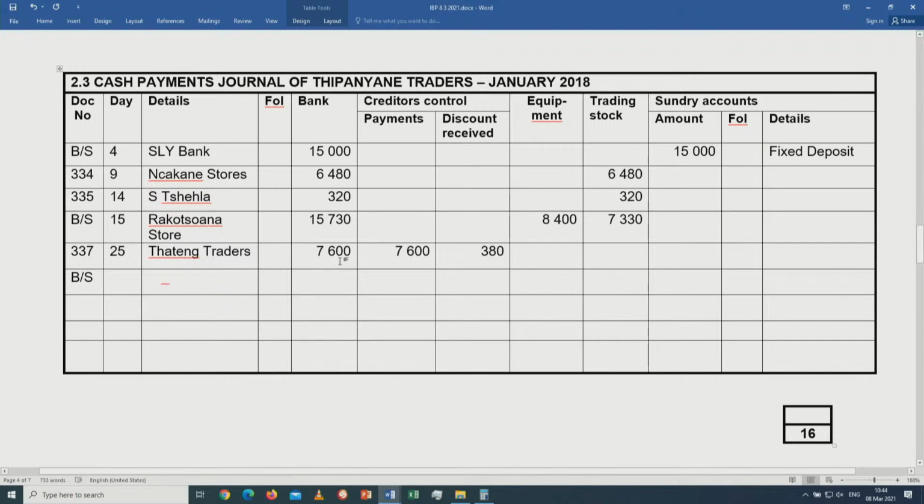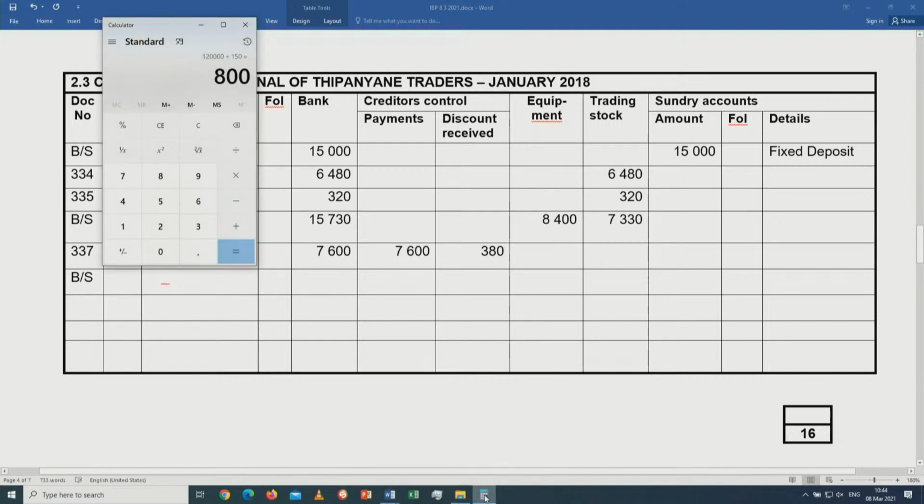How much did Taden pay? 7,600. And then the creditors was for 7,600. We owed 7,600. And then the discount that we received was 380. So the 380, how did we get it? We said 7,600 multiplied by 5%. It's 380. So the discount that we received is 380.